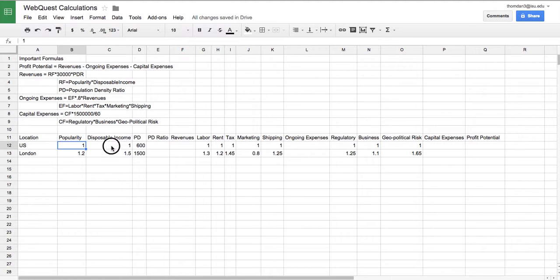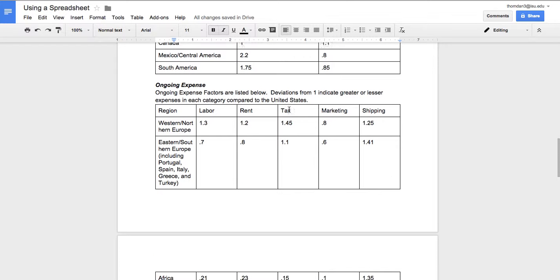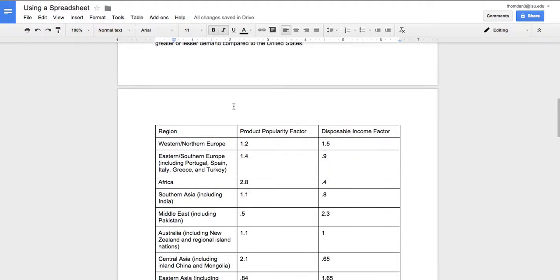For the US, all of the factors are 1 and our population density is 600. That represents the average size of the city we're considering expanding into. And then I've selected London, and I received this information from the table, which was in this document here. So from each of the tables, I just looked up those factors.